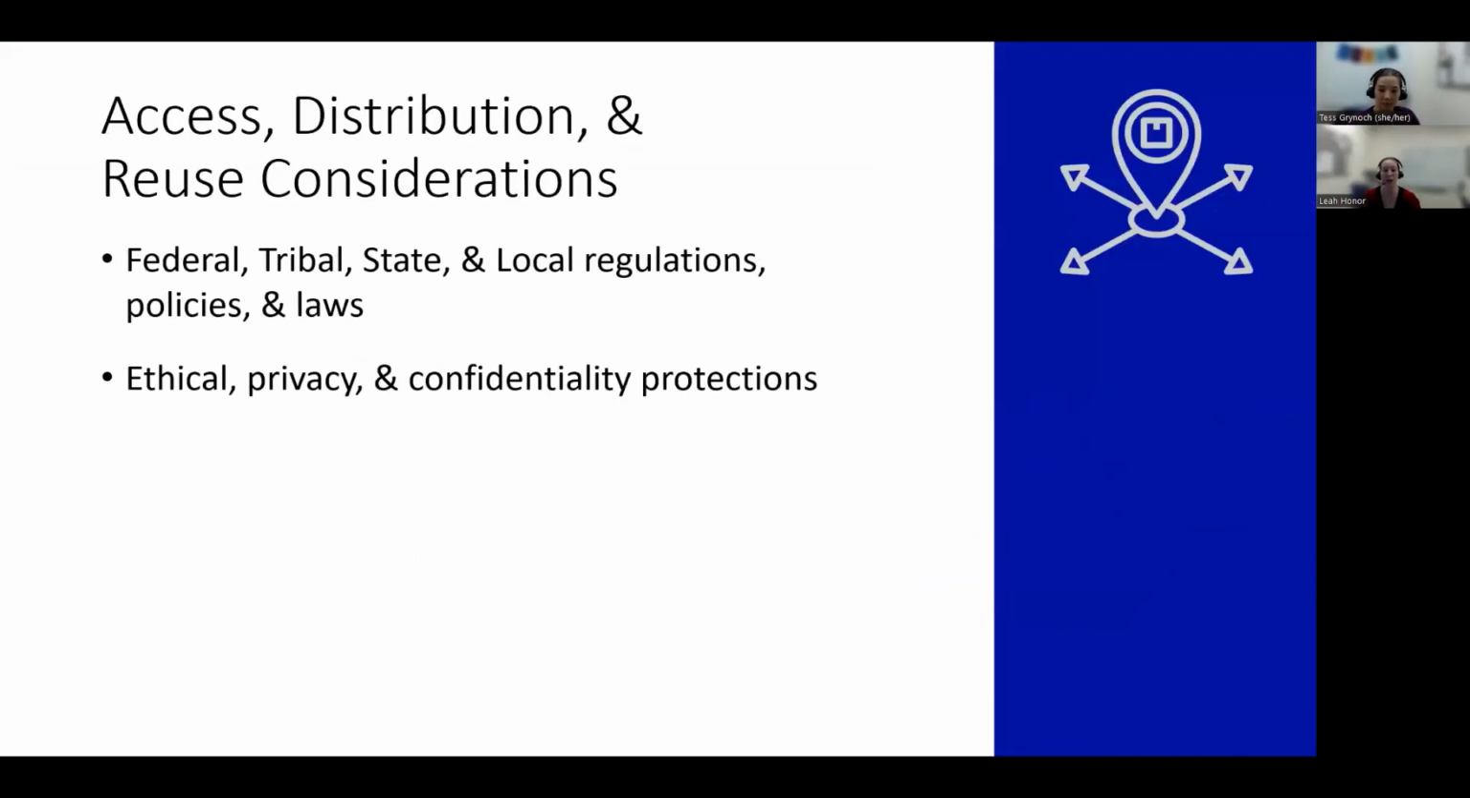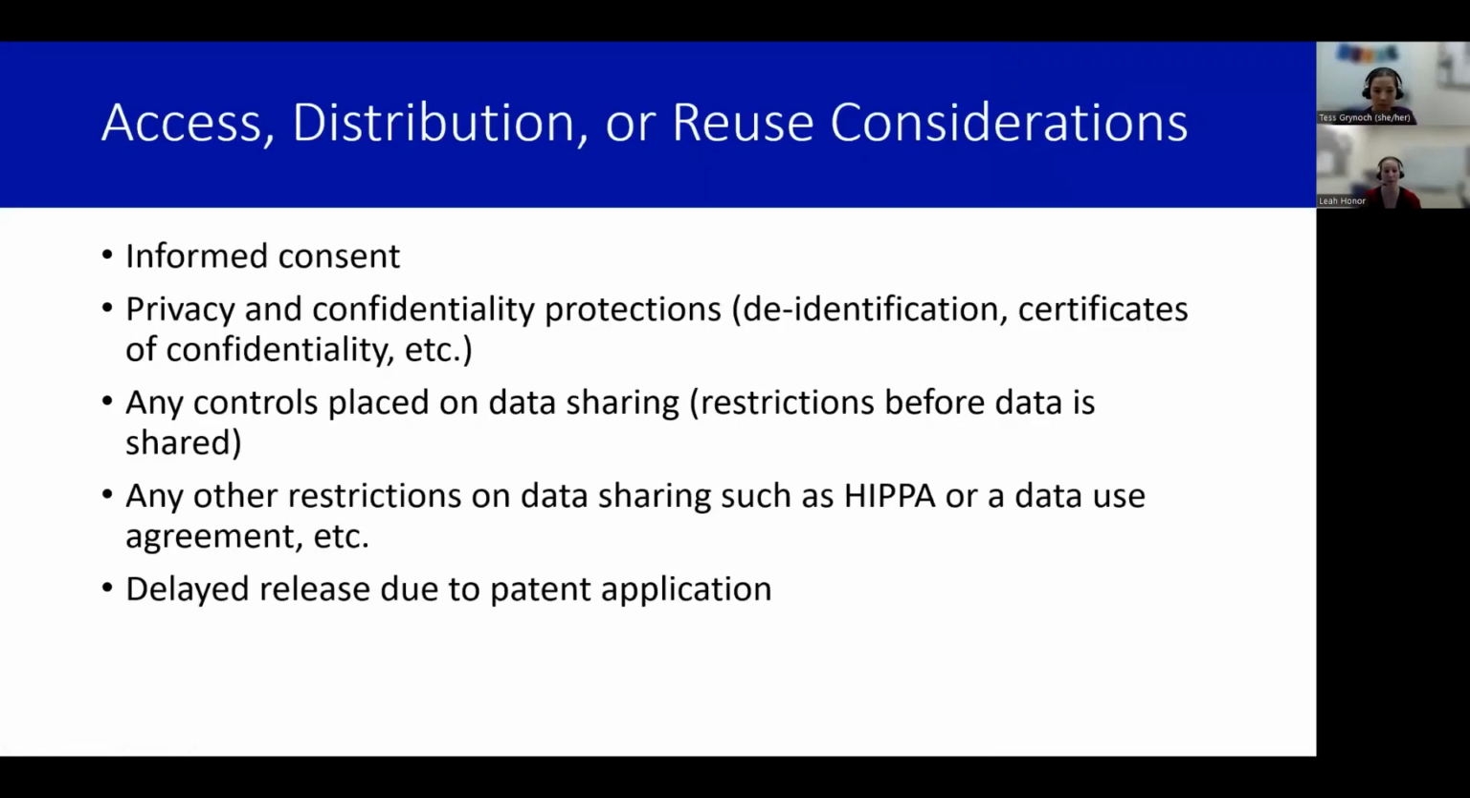The next section of the NIH DMS plan is access, distribution, and reuse considerations. In this section, you'll need to account for any delays or restrictions on sharing that you need for your research data due to federal, tribal, state, or local regulations, policies, and laws for ethical, privacy, and confidentiality protections. There may be several factors that determine the amount of data access, distribution, and reuse, including limits on data sharing based on the informed consent provided by the participants. So make sure that all of your consent forms allow for appropriate data sharing.